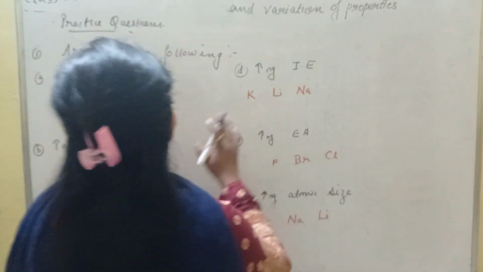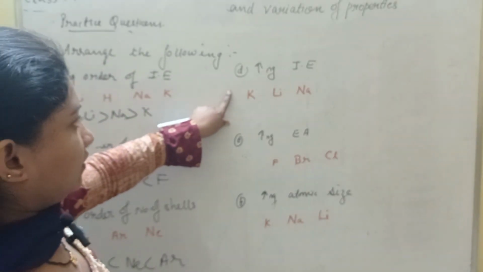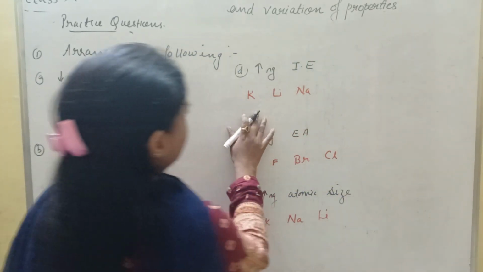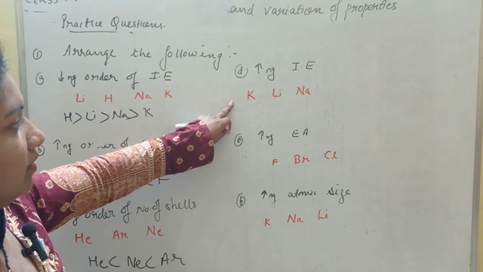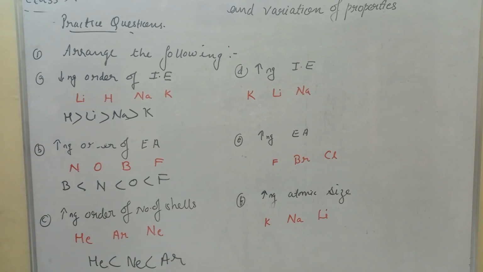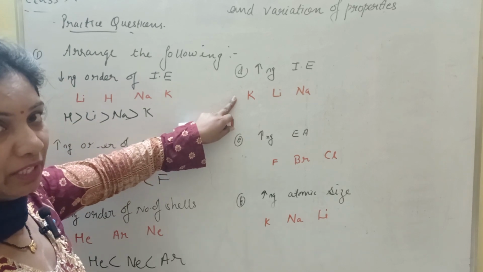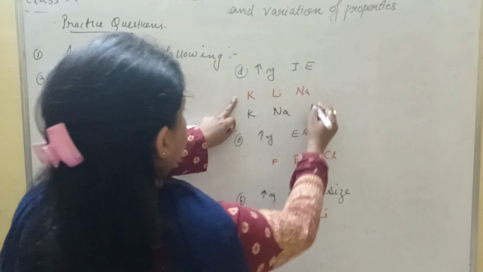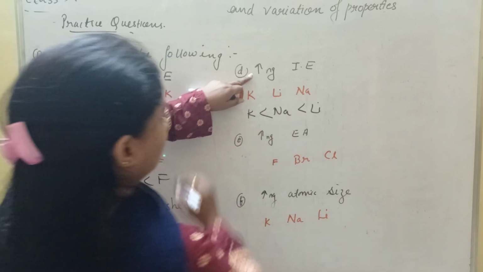Increasing ionization energy. Here what we did, decreasing order of ionization energy, here increasing. So the one which is having the minimum in this case is the one with the bigger size. Who is having the biggest size here? Lithium, sodium, potassium. The potassium is having the biggest size, so it will have the minimum value of ionization energy. Potassium, sodium, lithium. So lithium will have the maximum ionization energy value, then sodium, then potassium.